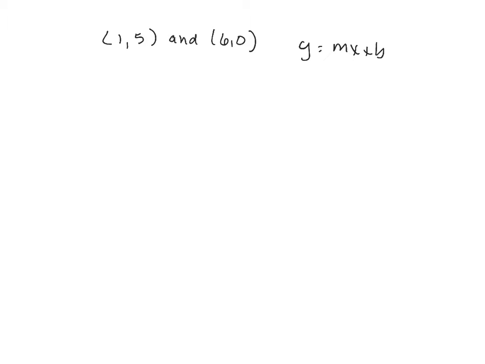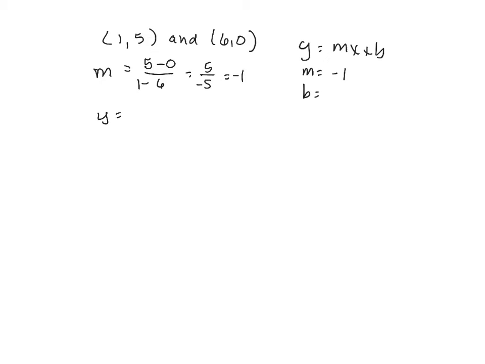So I need to figure out what my slope is. I need to figure out what my b is. So remember, slope is found in difference in y's over difference in x's. Oops, 1 minus 6. There we go. So that gives me 5 over negative 5, which gives me negative 1. Our slope is negative 1.